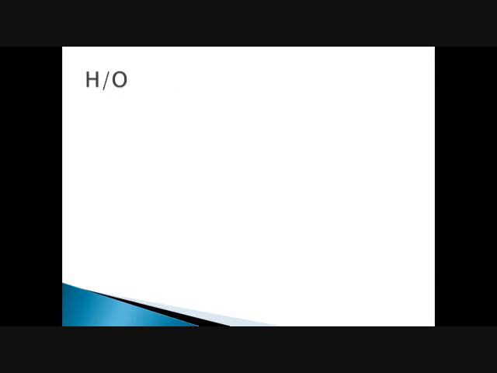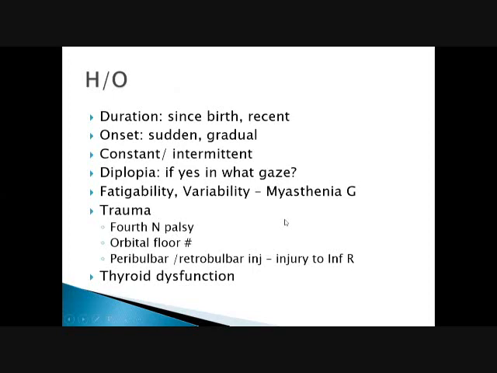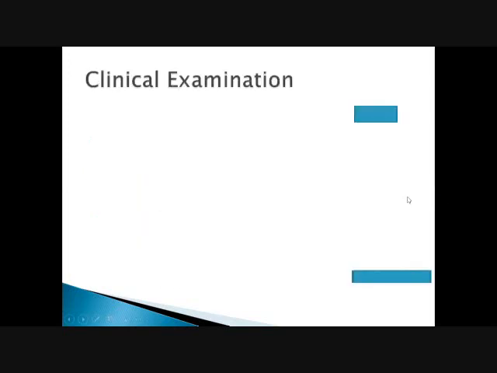we ask the history. So anybody who can tell what are the things we ask in the history? Asking about the history of trauma, which can lead to fourth nerve palsy, orbital floor fracture, peribulbar or retrobulbar injection, which can lead to injury to the trochlea or to the inferior rectus. Thyroid dysfunction is very important, and we will see how it affects the eye.